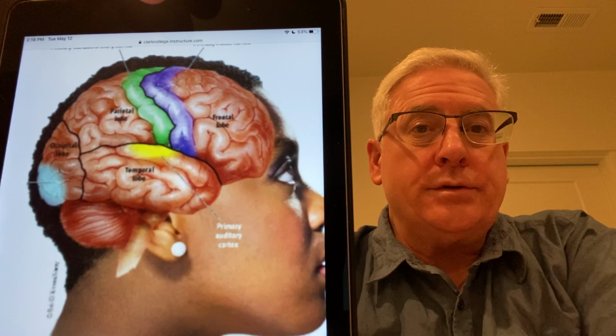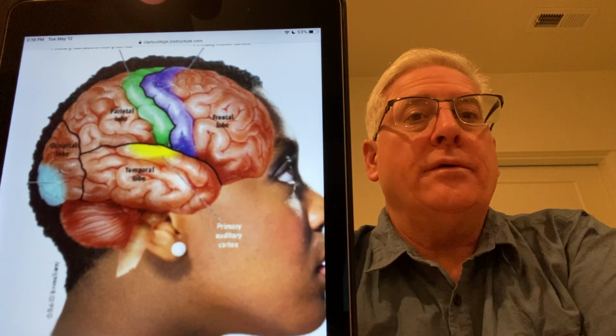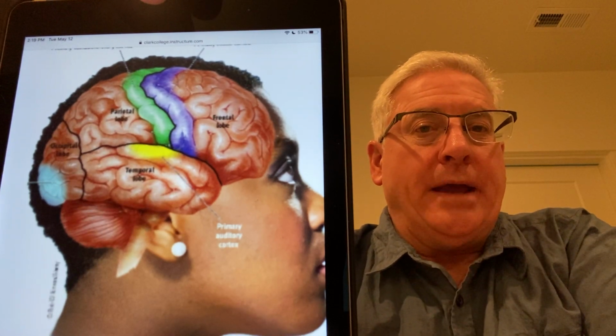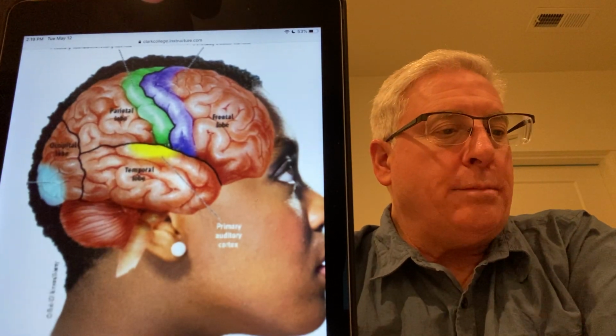Do all of those lobes of the brain have more functions than just that? Of course. But they all do their part separately.